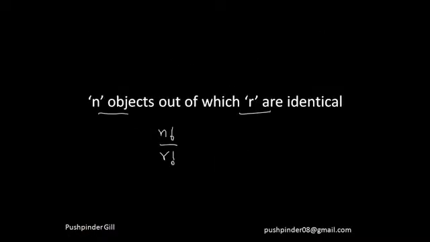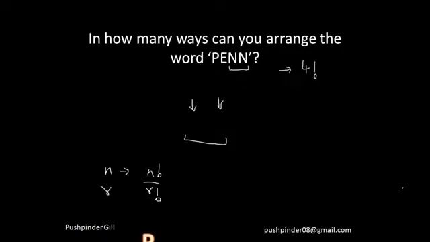You have to understand this point. If you have understood it, there are lots of questions waiting to be solved in an easy manner. So n objects out of which r are identical can be arranged in n factorial by r factorial ways, because in n factorial you count many arrangements which are the same. To remove that, you divide by r factorial, the number of ways in which these r things can arrange themselves. Alright, let's go ahead and do some questions on it.